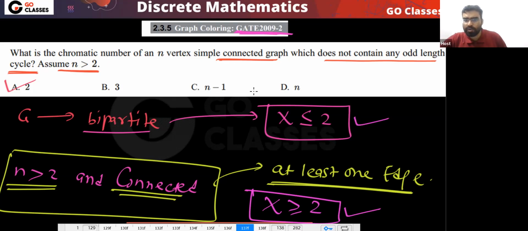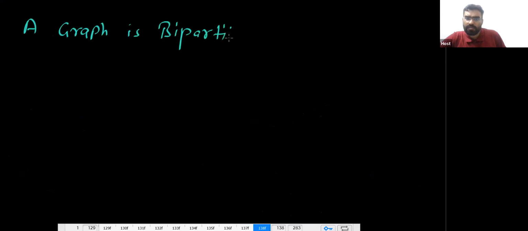Why is this bipartite? Because there is no odd cycle. A graph is bipartite if and only if there is no odd cycle. We have already seen this important theorem. A graph is bipartite if and only if no odd length cycle.